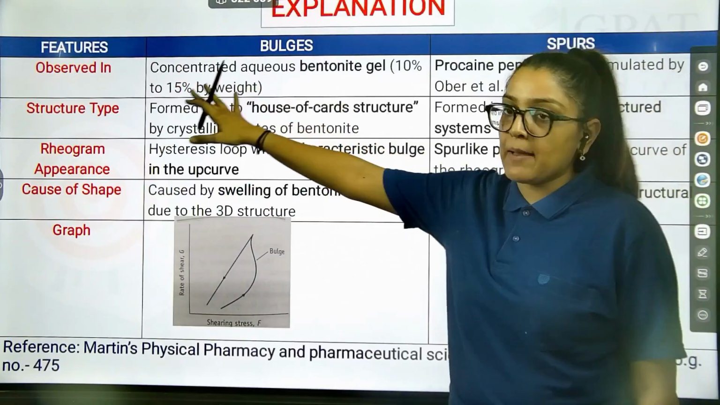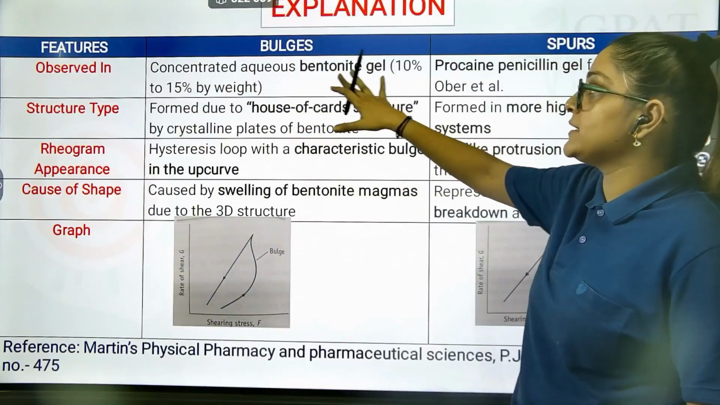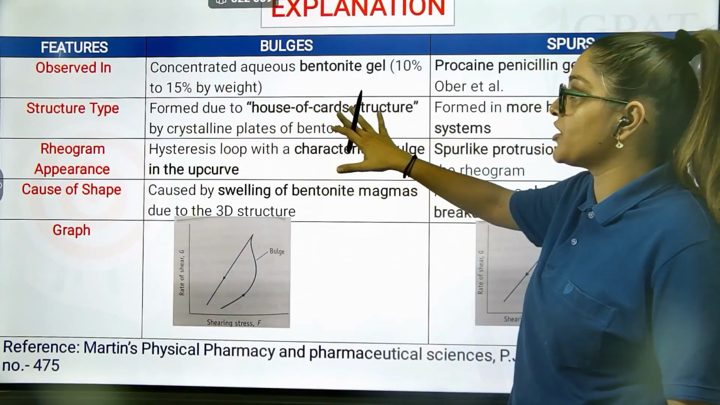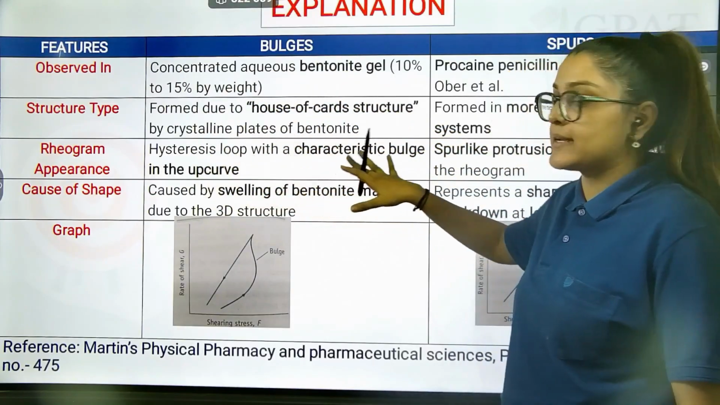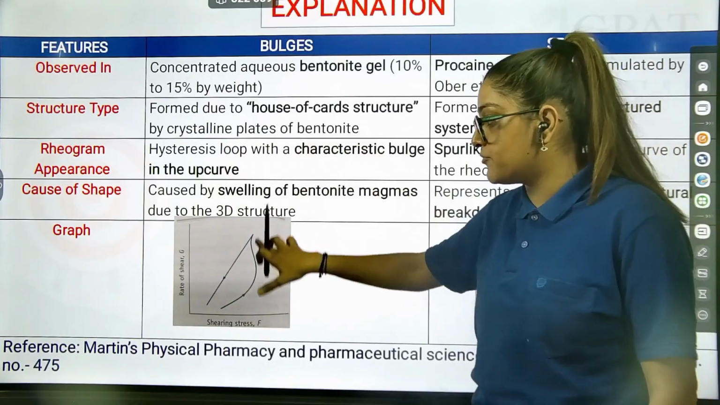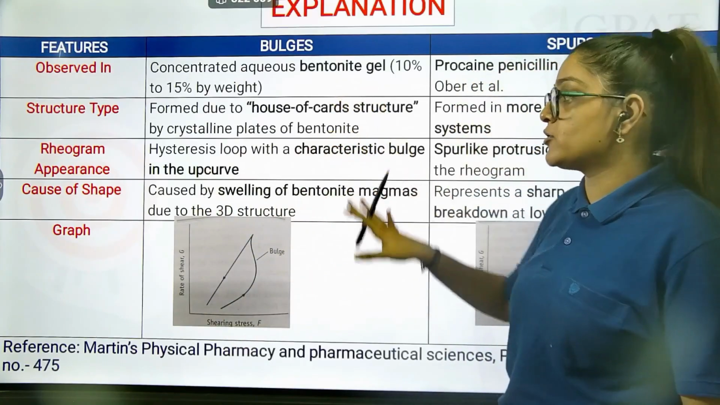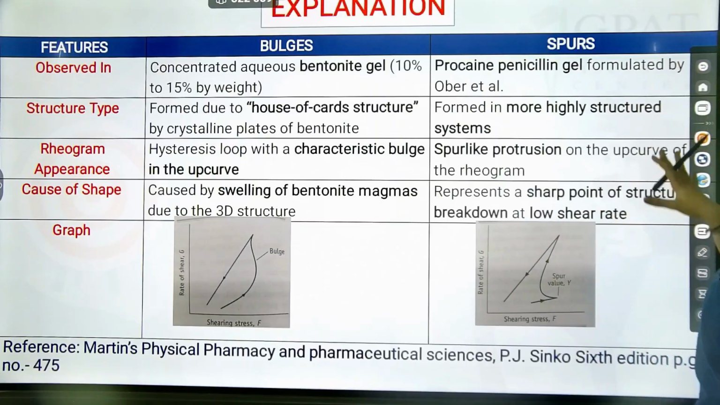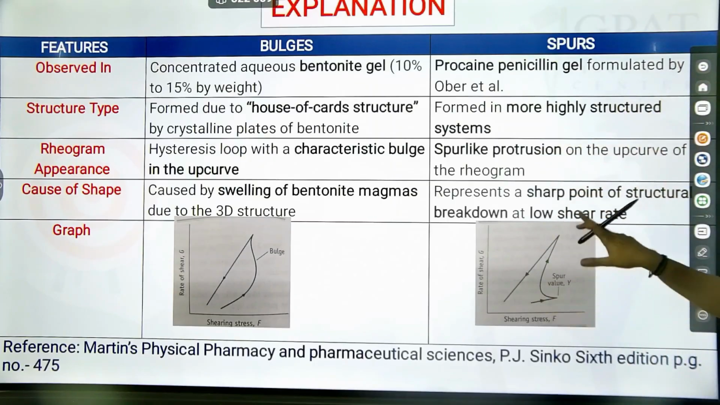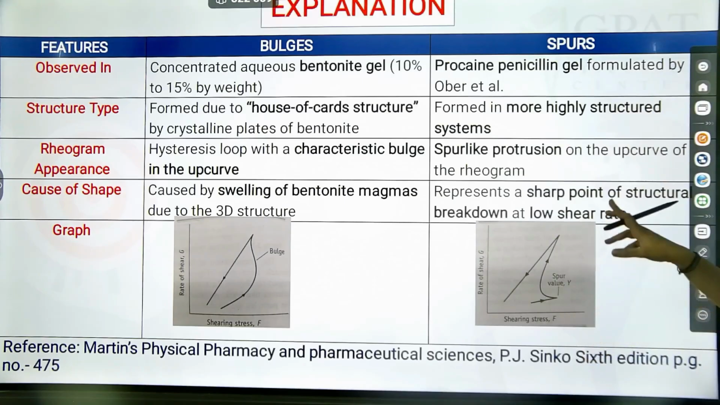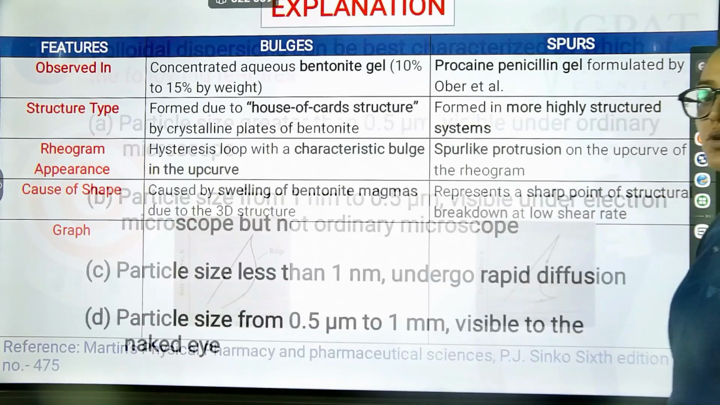So we have example of the bulge. We have bentonite gel structure, we have house of card like appearance, rheogram with a characteristic bulge in the up curve, somewhat like this, caused because of the swelling of the bentonite magma. Next we have spur, procaine, penicillin G, they form a better height and structures. Here we can see the protrusions in the rheogram, which represents the structural breakdown at a low shear rate.